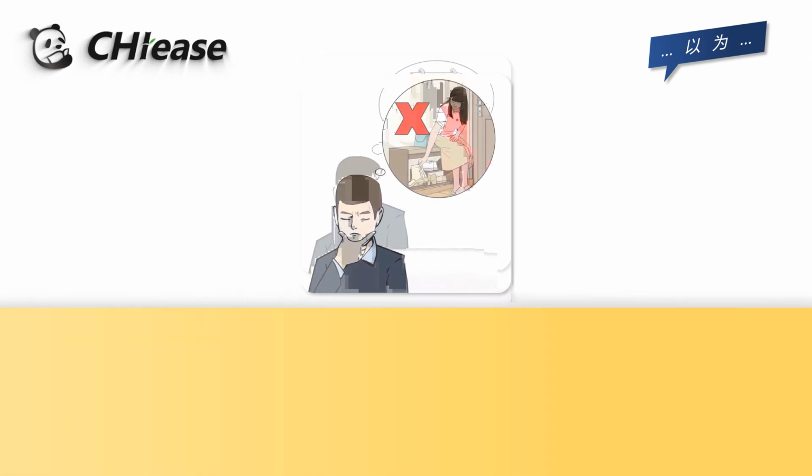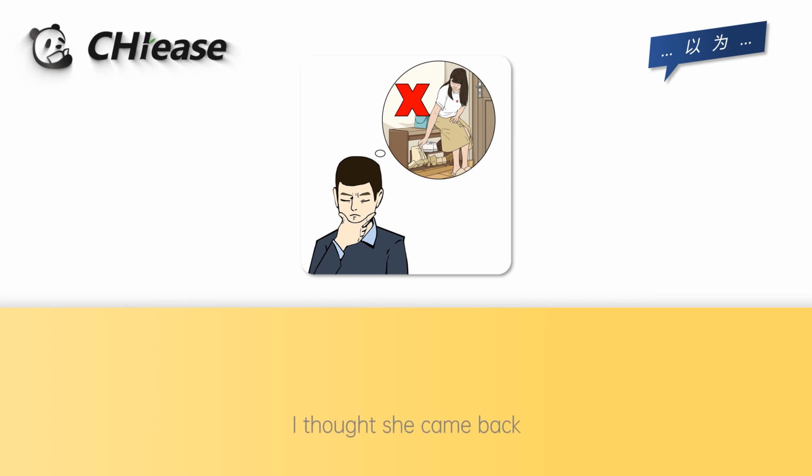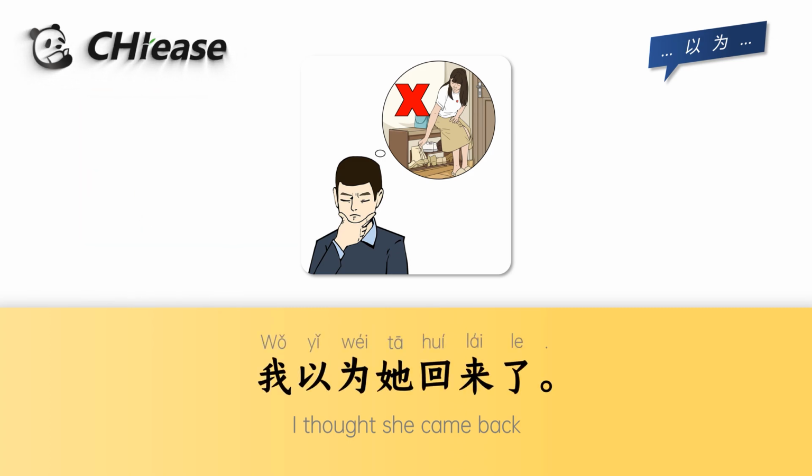Now please try to make a sentence by yourself according to this picture. How to say I thought she came back? It's 我以为她回来了.